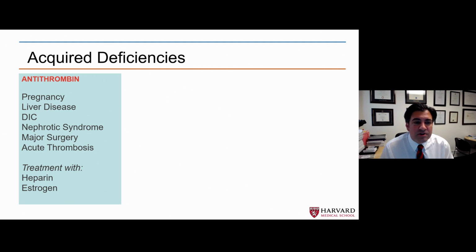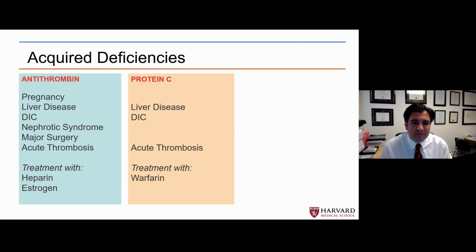In terms of acquired deficiencies, we think about hereditary deficiencies, commonly of antithrombin, but there are acquired deficiencies, such as pregnancy, liver disease, consumption in DIC. Nephrotic range proteinuria causes a loss of antithrombin and so leads to a hypercoagulable state. Major surgery causes a decrease in protein C and protein S, but also antithrombin as well. And acute thrombosis consumes the protein. It's important to recognize that treatment with heparin or estrogen can lead to lower levels of antithrombin, so it's important to understand the context in which you're testing.